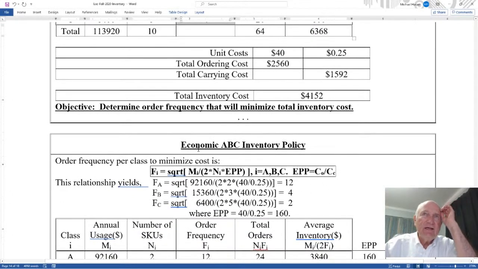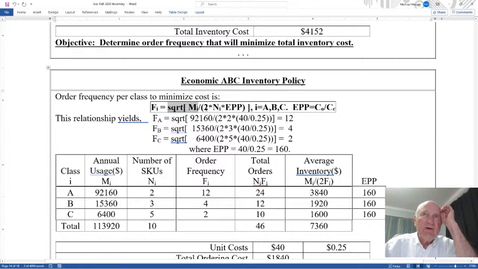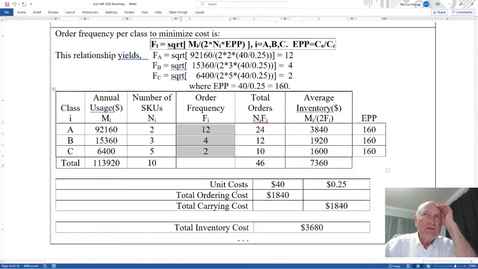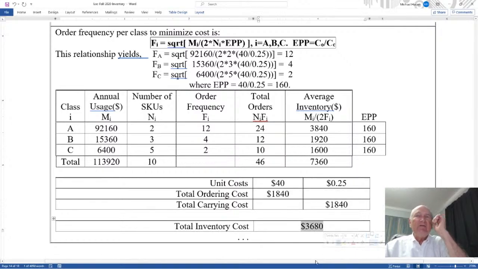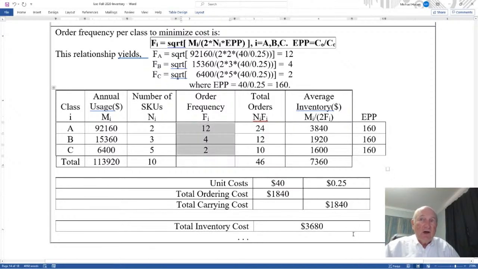The frequency then is going to be the square root of the usage down here, divided by 2 times the number in the classification, 2, 3, and 5, times the EPP, the ordering cost over the carrying cost. So that's 40 over 25, which is 160. I do the calculations, gets 12, 4, and 2. So what happens here, if I go through this same analysis, notice what I have here. Those costs are the same, so that's minimum.